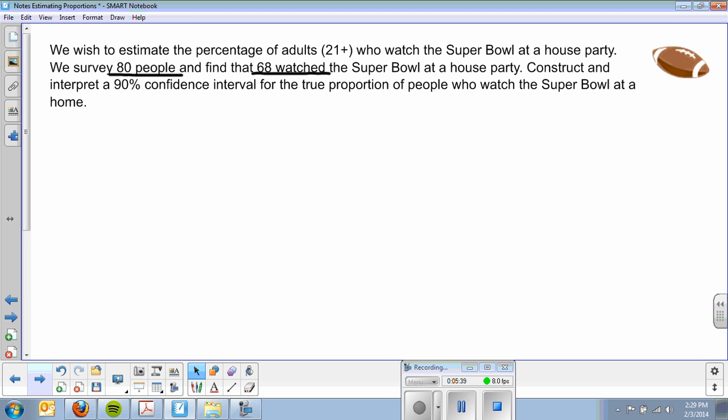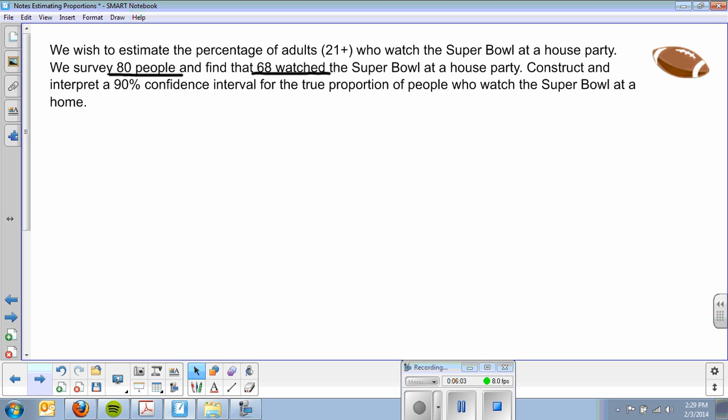We wish to estimate the percentage of adults, 21 plus, who watch the Super Bowl at a house party. We survey 80 people and find that 68 watched the Super Bowl at a house party. Construct and interpret a 90% confidence interval for the true proportion of people who watch the Super Bowl at a home. Doesn't have to be your home, it's just somebody else's house. You're not going out to a restaurant or something like that to watch it.